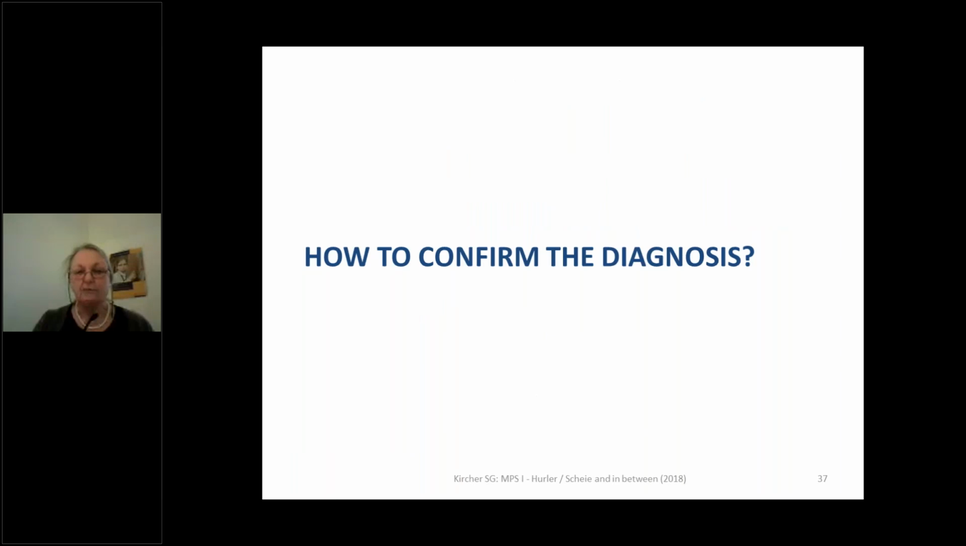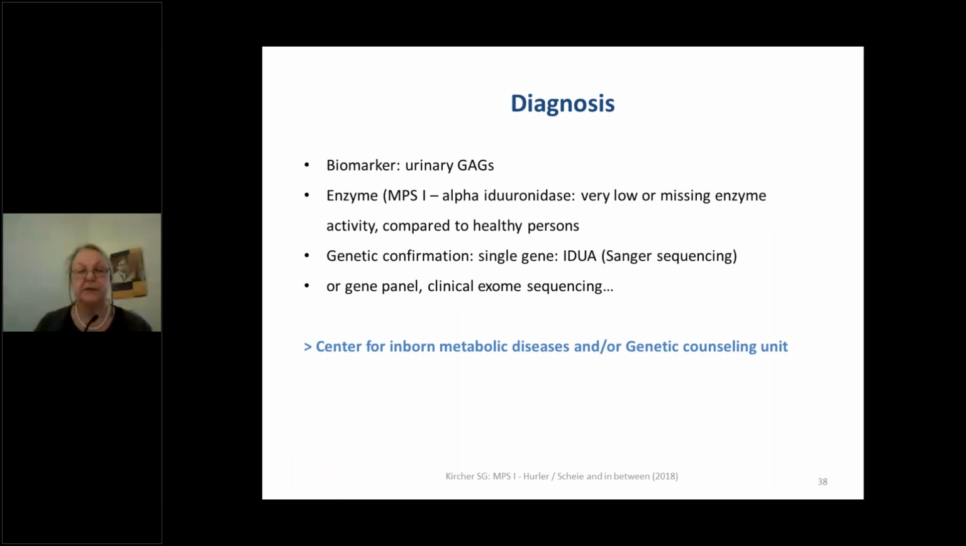How can we confirm the diagnosis? The diagnosis first is confirmed by biomarkers, the urinary glycosaminoglycans, which are stored and then excreted, and by the enzyme activity. It can be very low or even missing, as I told you already, and then you make the genetic confirmation. This genetic confirmation can be on the single gene if you are very sure, because of other patients in the family, that it is the IDUA gene. But if you're not sure, I would prefer to make a panel with genes from different MPS types, or make a clinical exome sequencing.